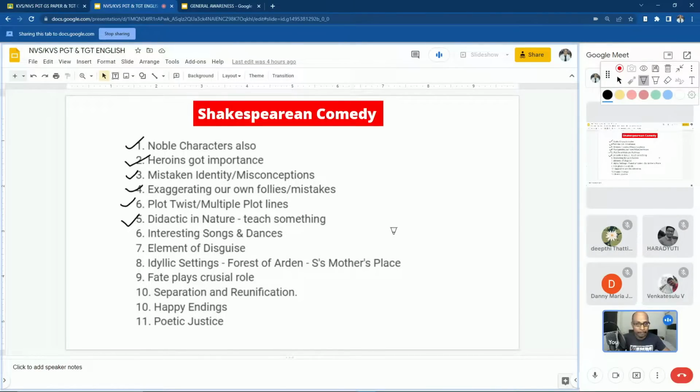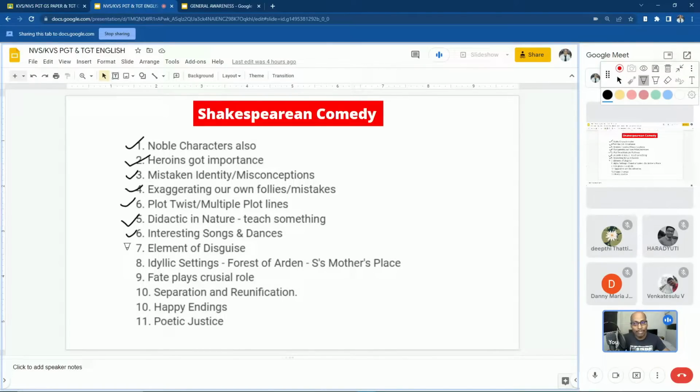And then in Shakespearean tragedies, we have so many soliloquies. Of course in Shakespearean comedies also we may have soliloquies, but there are more interesting songs and dances. It will be very colorful. Shakespearean comedy is like a modern Bollywood movie. There are so many interesting songs and dances in the Shakespearean comedy.